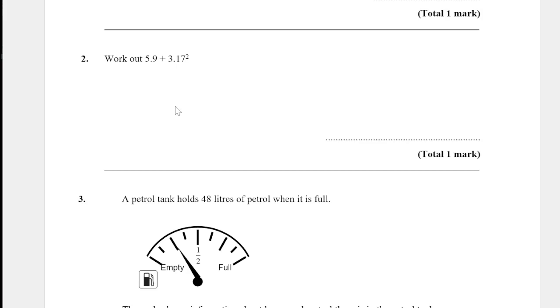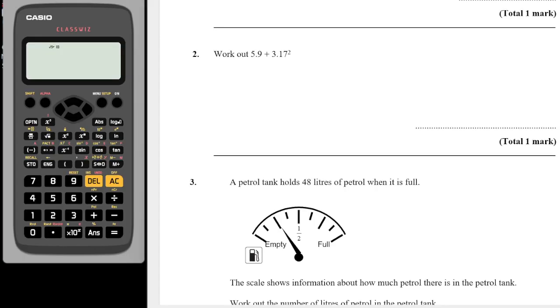Okay, question 2. Work out 5.9 plus 3.17 squared. I'm going to bring in my calculator here. I'm using an emulator for the ClassWiz. If you've got a more modern calculator, that's absolutely fine. We'll talk about some of the functions later on. Straight away, 5.9 plus 3.17 squared. Double check I've typed it correctly. 5.9 plus 3.17 squared, there we go, so equals, and we're looking at 15.9489.